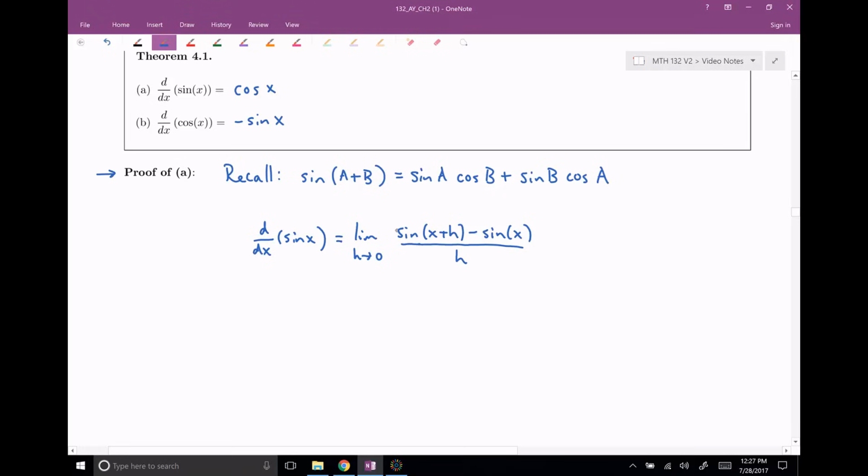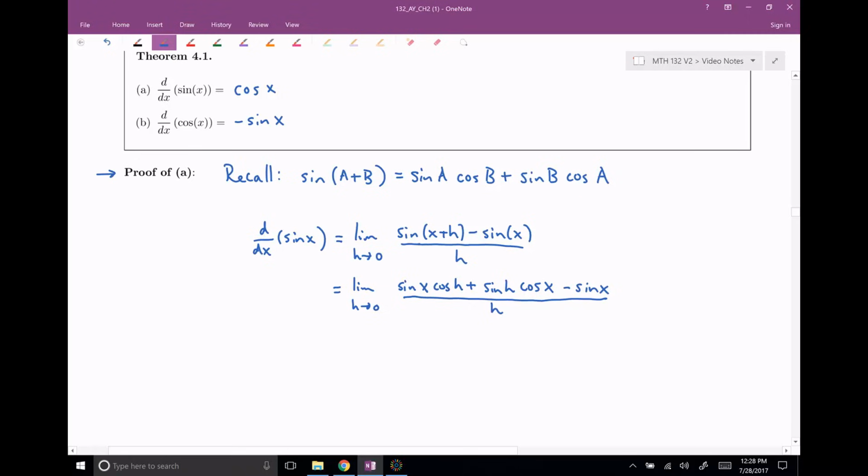Now notice I have a sine of x plus h. I want to use the angle addition formula on this. So we'll have the limit as h goes to 0. Now you can think of all of my a's here, I'm going to use x's, and all of my b's, I'm going to use h's. So I'm going to have sine of x cosine of h plus sine of h times cosine of x. That's all this bit, minus sine of x, all divided by h.